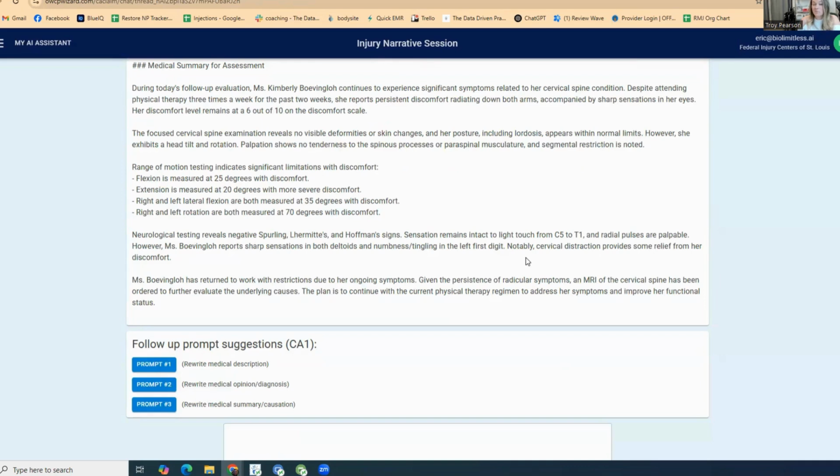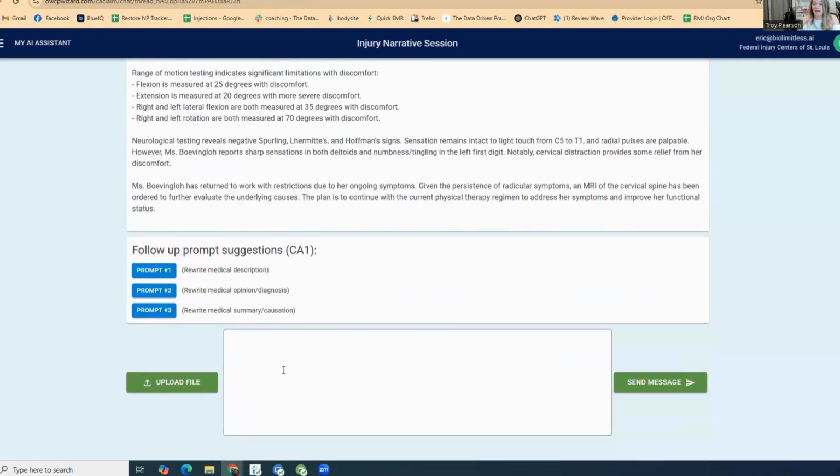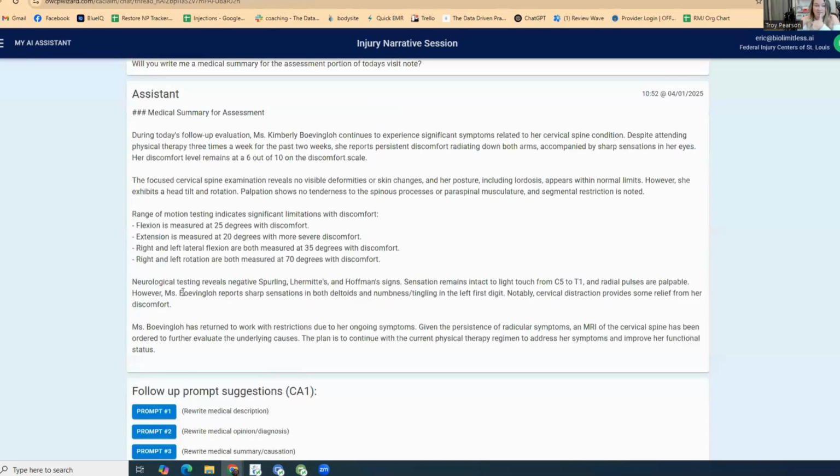When that MRI comes back, we're probably going to be writing a diagnosis expansion on this patient, because she only has a sprain accepted. So I'm building the narrative in the AI bot. When I get the MRI findings, I'm going to come right back to this session, come down here, and ask it to write me a diagnosis expansion. But we have these neurological testings.